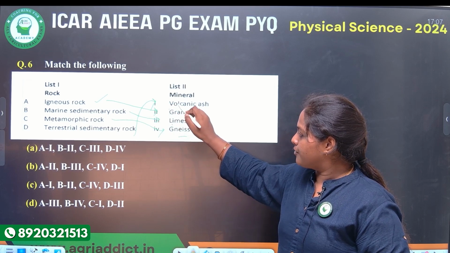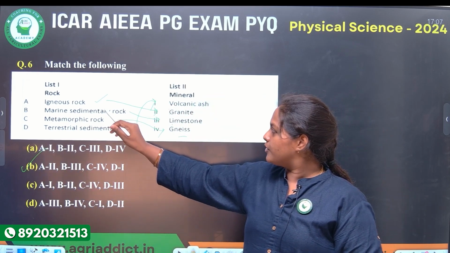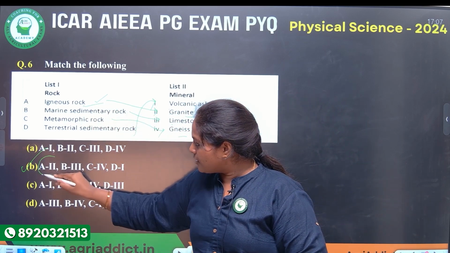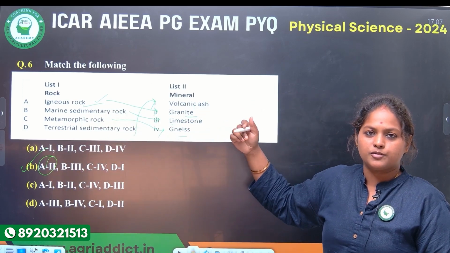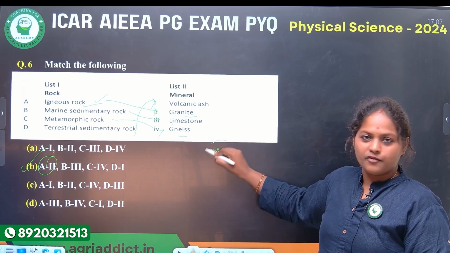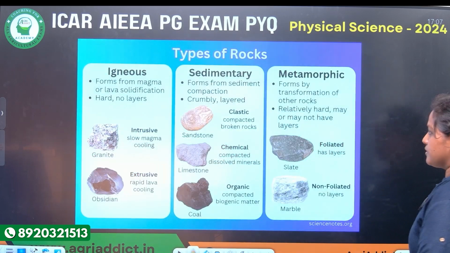2, 3, 4, 1. See again, here if you know the igneous rock as granite, you can directly keep option B without even reading other options. So you are saving around 30 seconds here. 30 seconds means so much time in the final exam. So moving on to the next question.